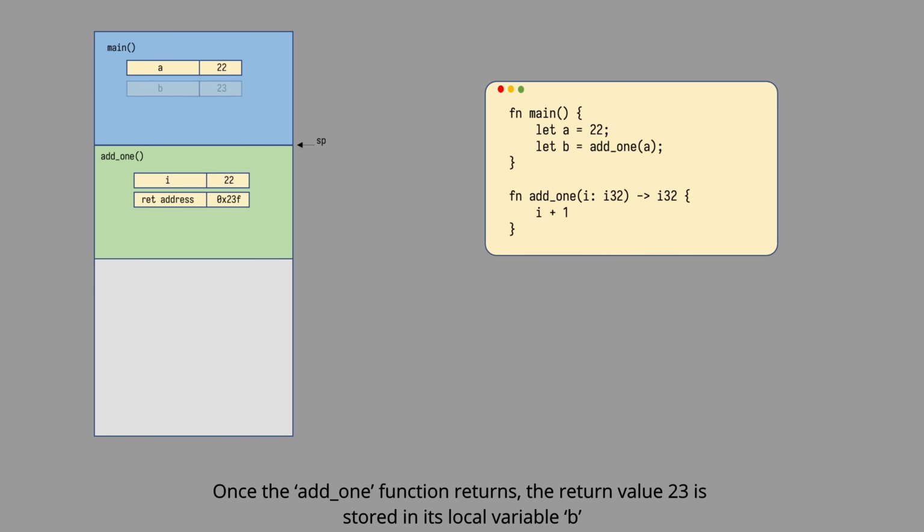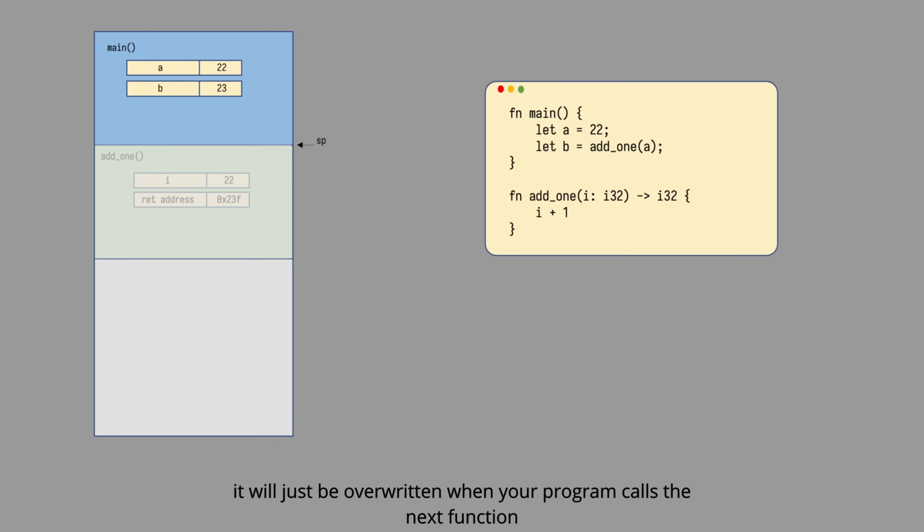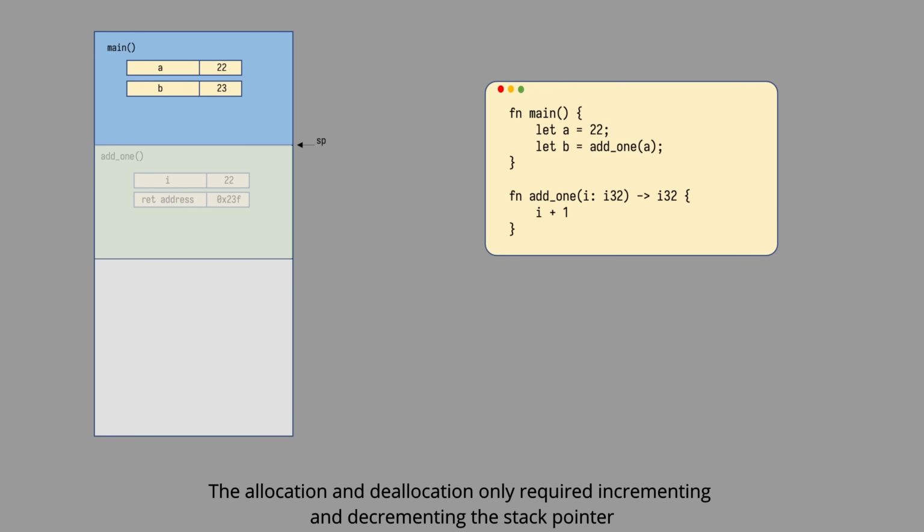Once the add1 function returns, the return value 23 is stored in the local variable b. Also, the stack pointer is changed. Note that the stack frame of add1 isn't deallocated, it will just be overwritten when your program calls the next function. Let's focus on what it took to allocate on the stack. The allocation and deallocation only required incrementing and decrementing the stack pointer. Allocating on the stack is fast because it doesn't require you to make any system calls.